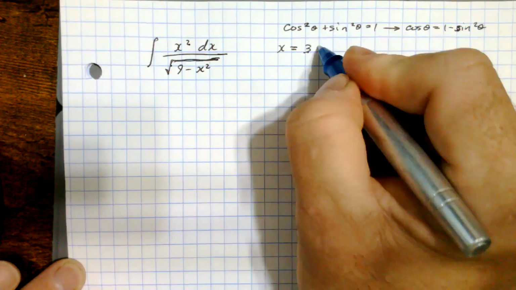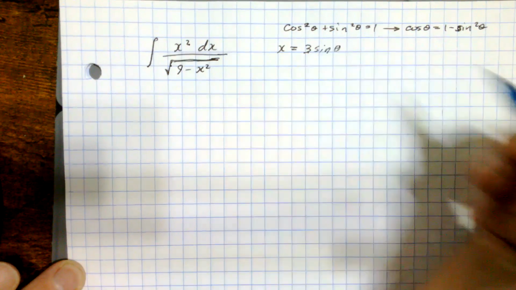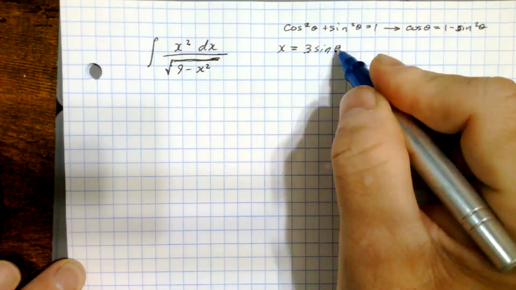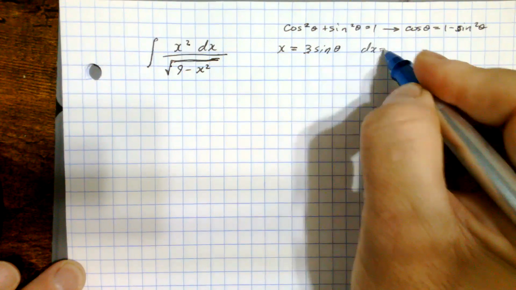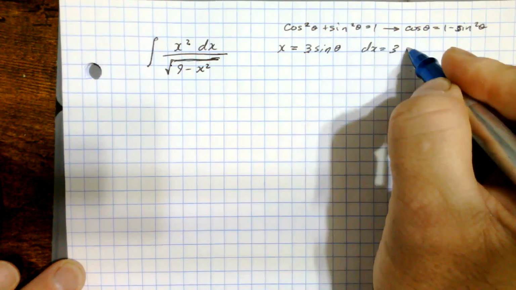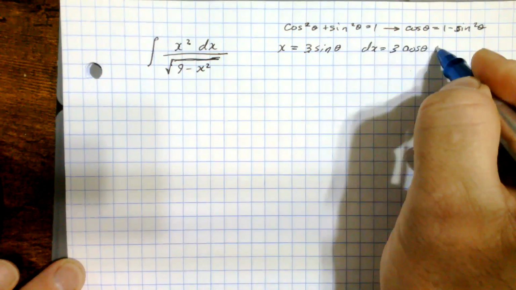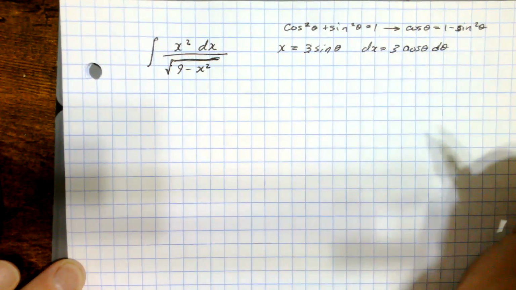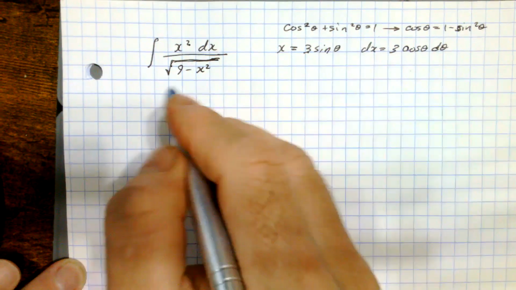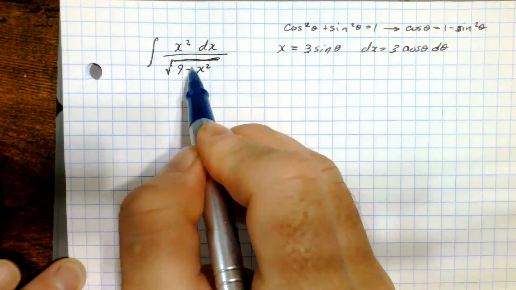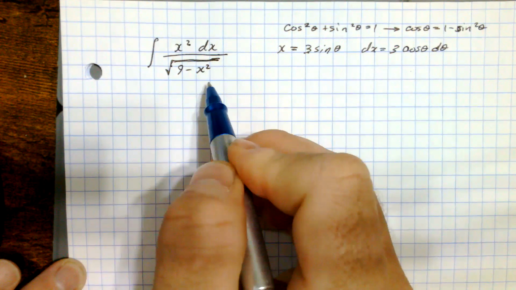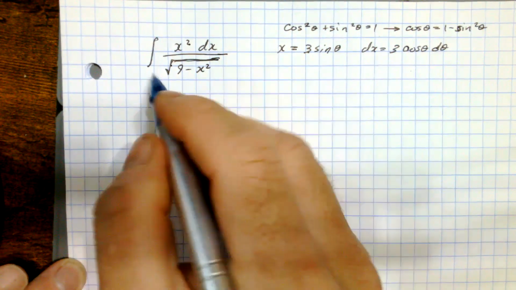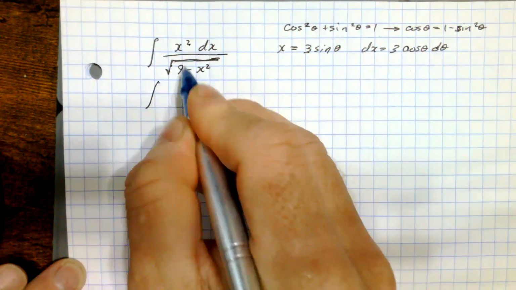So this looks like it's going to be a sine substitution. I'm going to let x equal 3 sine of theta, which means my dx is going to be equal to 3 cosine theta d theta. Okay, let's go ahead and plug everything in. And remember, after we substitute everything in, if this looks more difficult than what we started with, then we probably made the wrong choice. So let's plug everything in and see what we get.